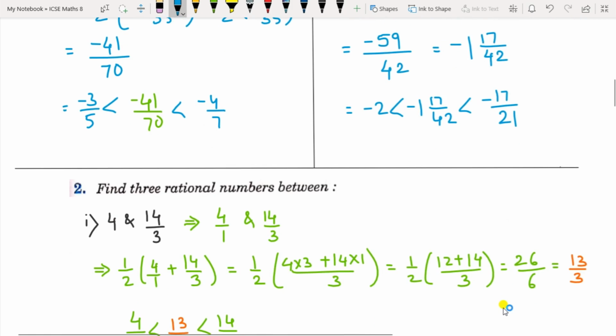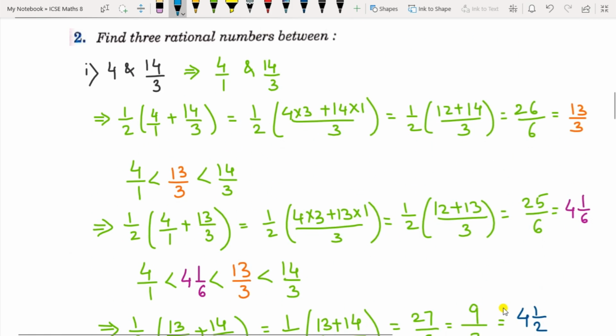Let us move on to the next question, the second one, which is to find three rational numbers. For three rational numbers, you can use the method we did above in question number 1, that is adding the two numbers and dividing by 2. One step at a time, you have to go on doing this.